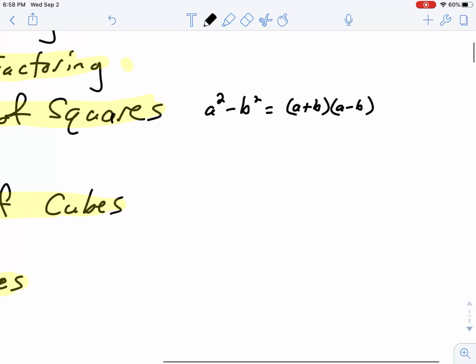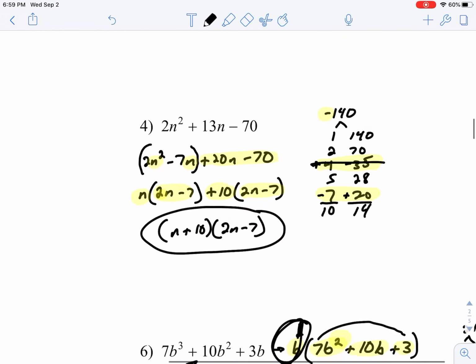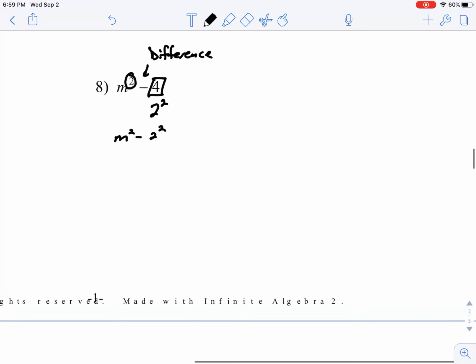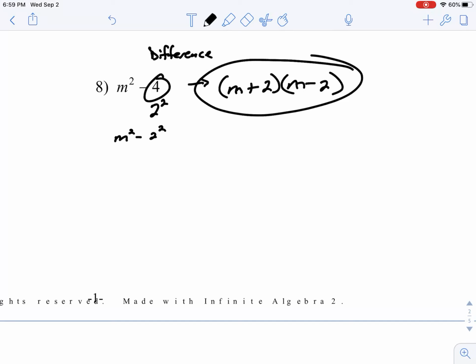So you don't have to think anything through. You don't have to make a chart of numbers or know any other fancy steps. You just put down your two sets of parentheses. Let me get rid of some of that mess. You put m and m, because m times m is m squared. Then you put down a plus sign and a minus sign. And then what's the square root of 4? What times what gives you 4? That's 2 and 2. So there's the answer: m plus 2, m minus 2.